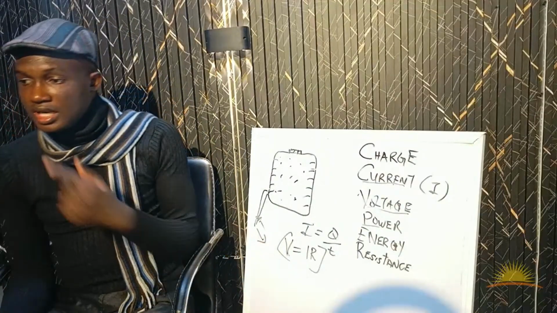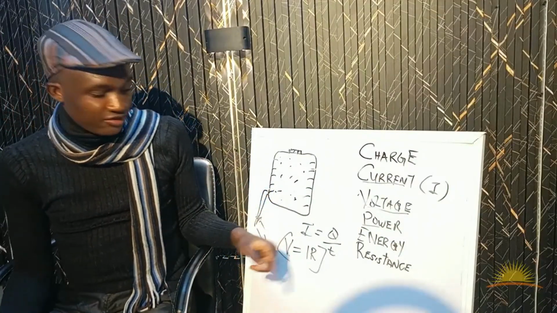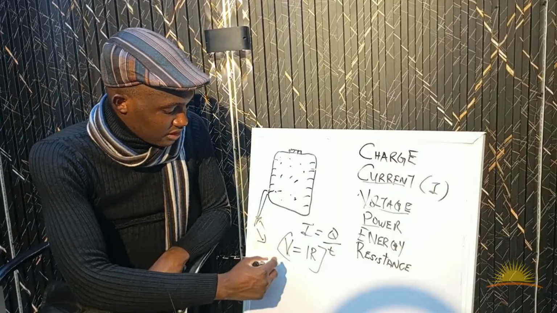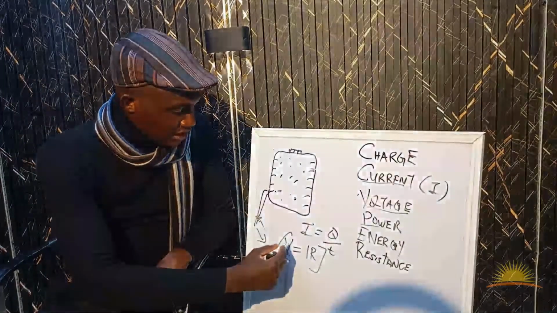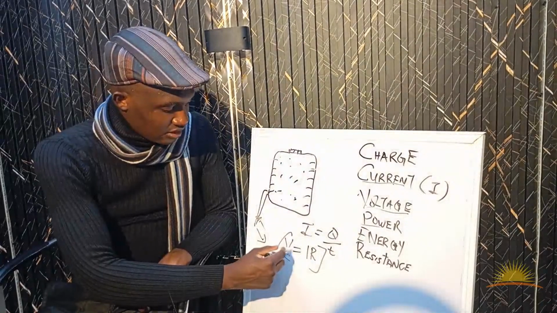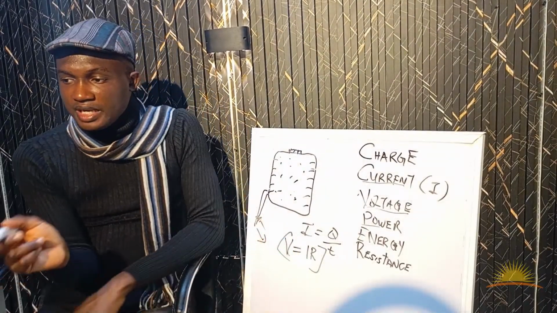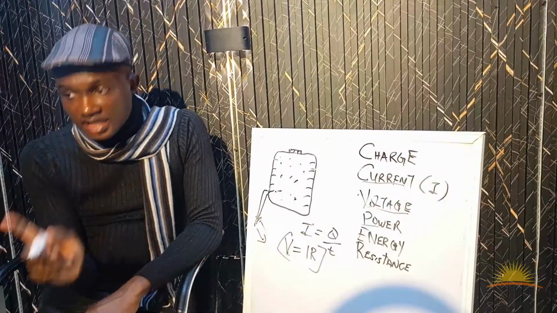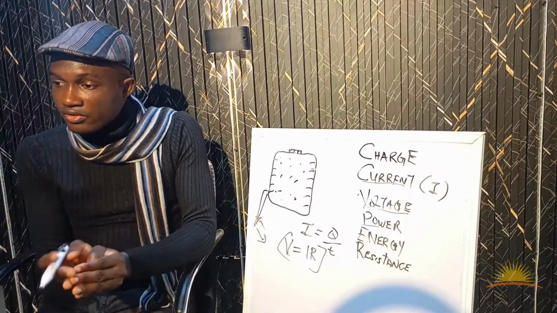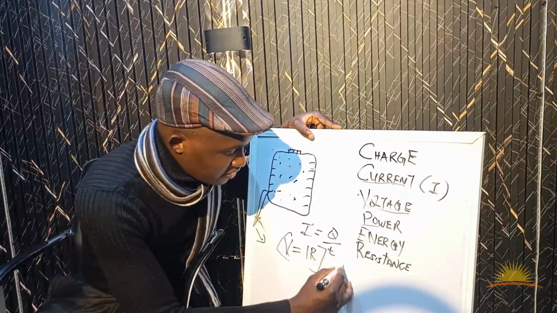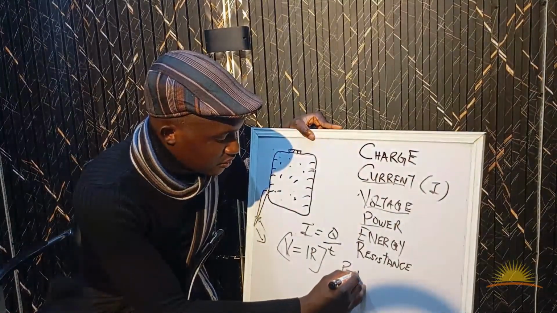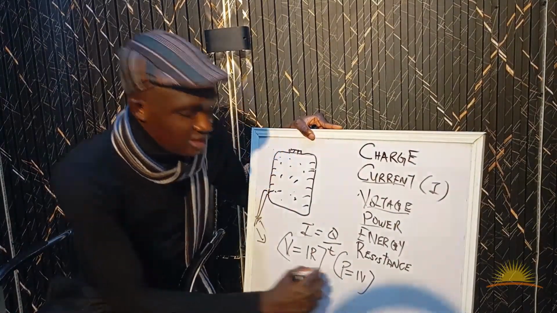V equals IR. This is the formula Ohm gave us. According to this, we can calculate the voltage given a current once we know the resistance. So remember I said earlier that power differs. I said power is voltage and current combined. Let me just write that for reference. P equals IV. This is the formula for power.